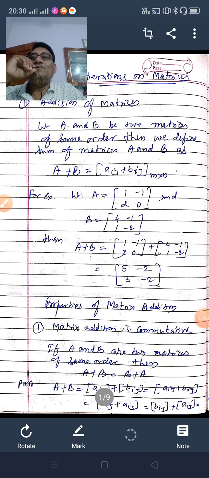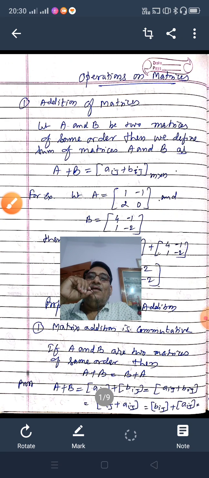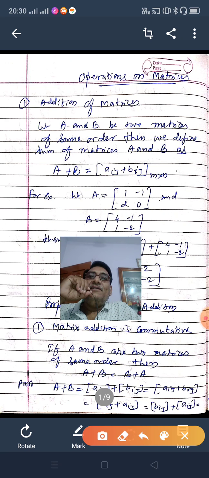Hello, good evening, student. Today our next topic is operations of matrices. Number 1: addition of matrices. Let A and B be two matrices of the same order.